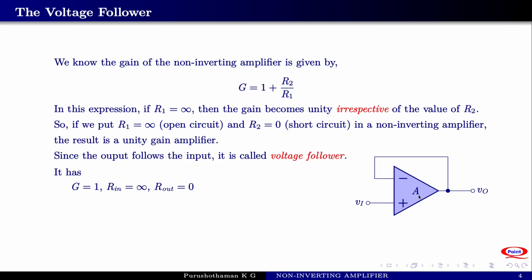The main application of this is as a buffer or an impedance transformer. Signal from a very high impedance is transformed into a very low impedance. Both the signals are equal, but on the output side the impedance is 0 and on the input side the impedance is infinity. So the signal is transformed from a high impedance to a low impedance. That is what is known as an impedance transformation.